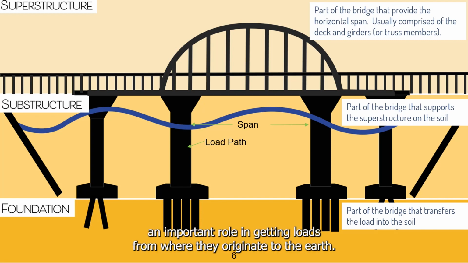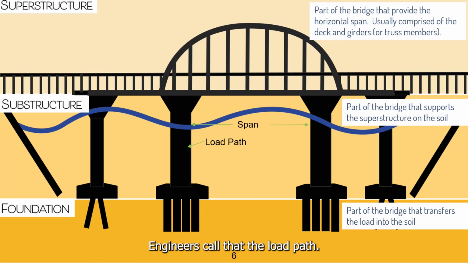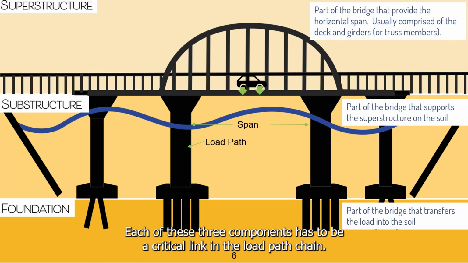Each part of the bridge plays an important role in getting loads from where they originate to the earth. Engineers call that the load path. Each of these three components has to be a critical link in the load path chain.